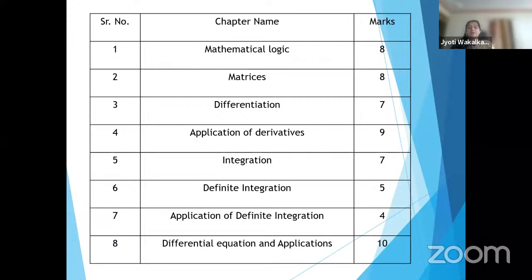Chapter number 5, integration. It has 7 marks.